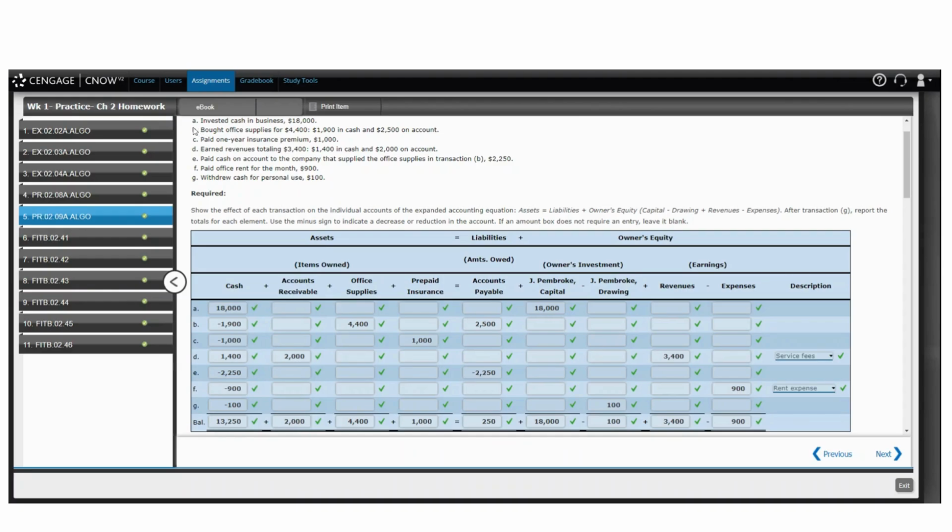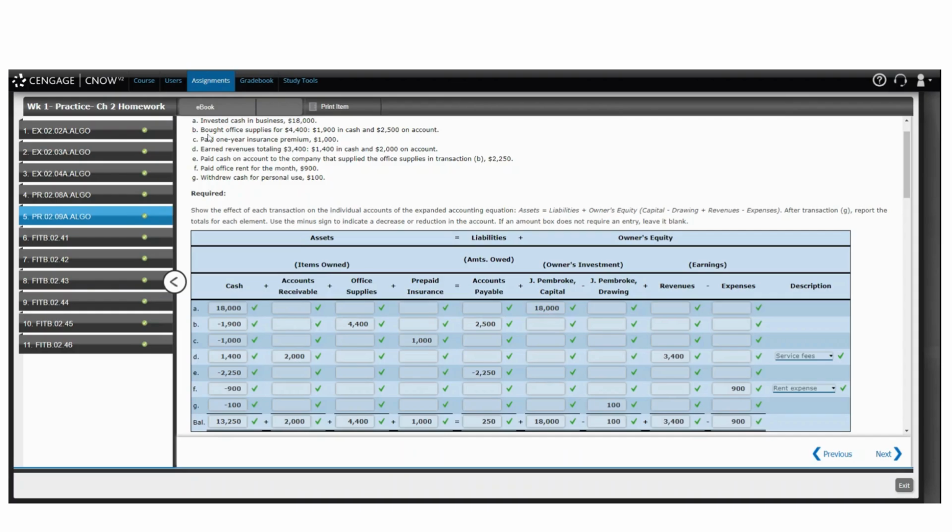So the first one, the owner invested cash in the business in the amount of $18,000. So what 2 accounts are affected? My cash account increases by $18,000 and my capital account increases by $18,000.